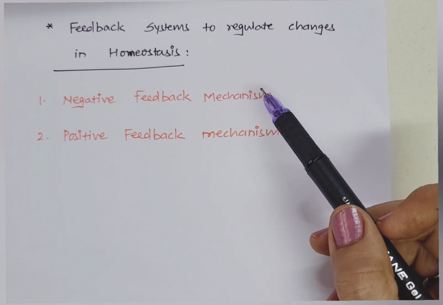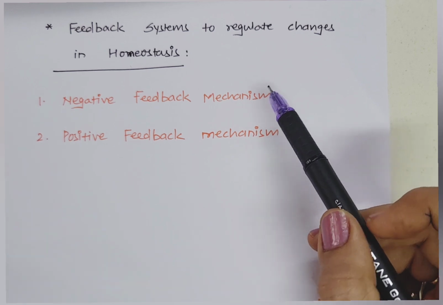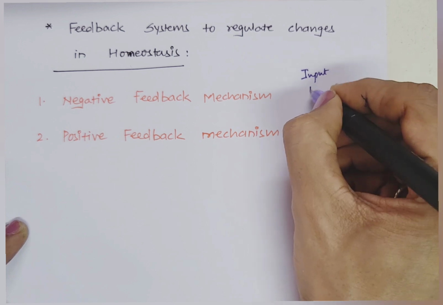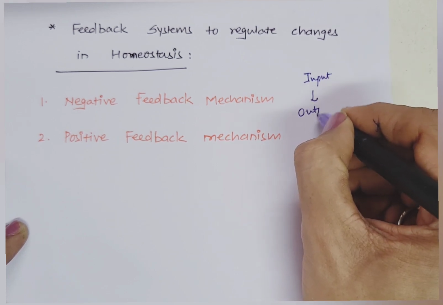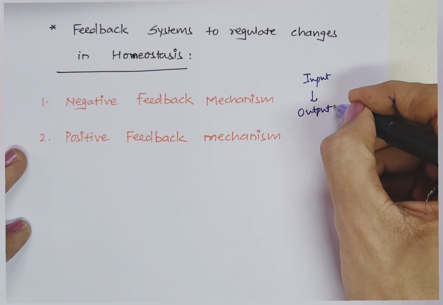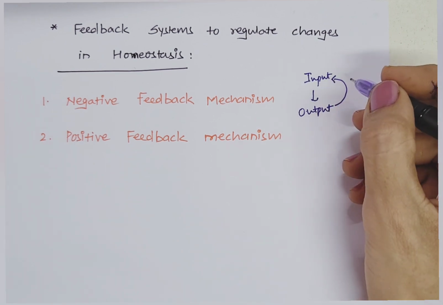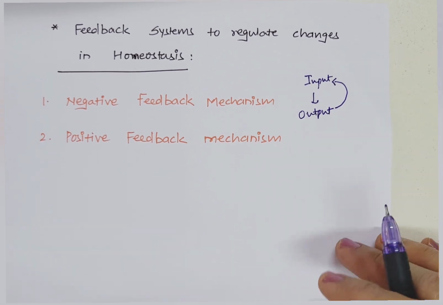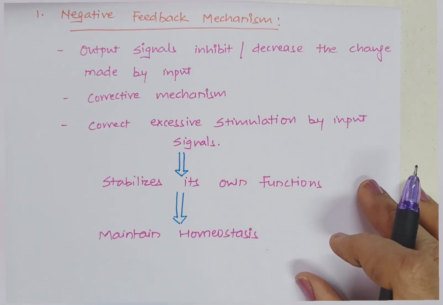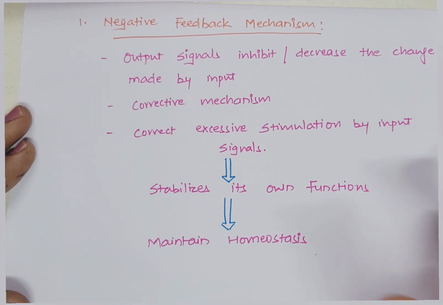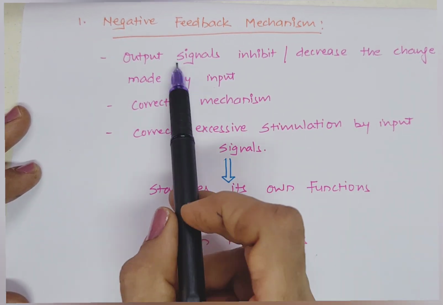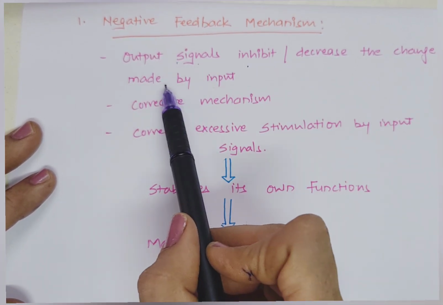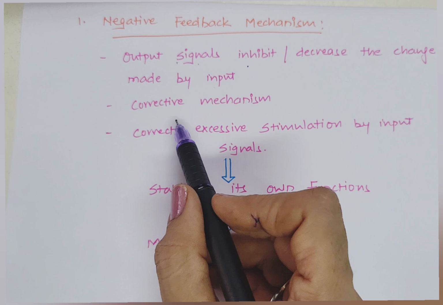Now, what is the meaning of feedback? Feedback means output signals. You can see here, this is input, this is output. So output signals are going back to input. The literal meaning of feedback is output is passing back to input. Now let us start with negative feedback. So what do you mean by negative feedback mechanism? Here, in the negative feedback mechanism, output signals, negative means they inhibit or decrease the change which is made by input. So they are known as corrective mechanisms.